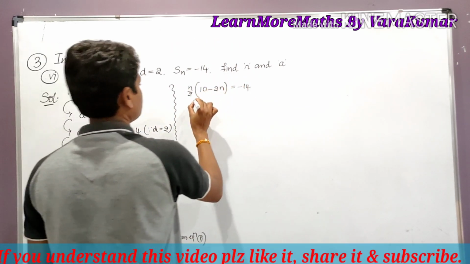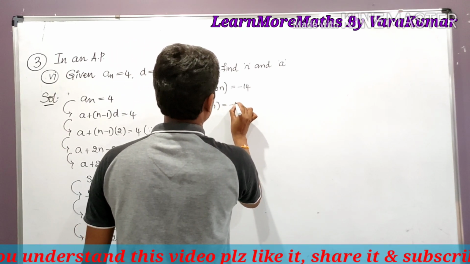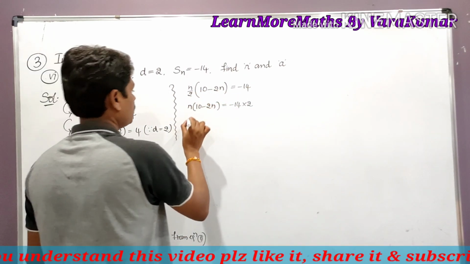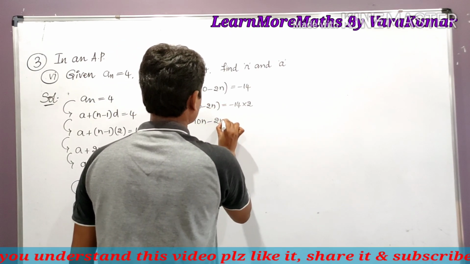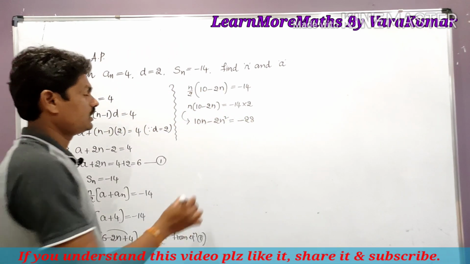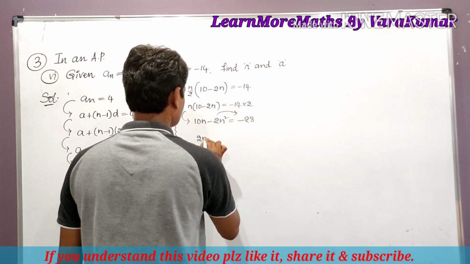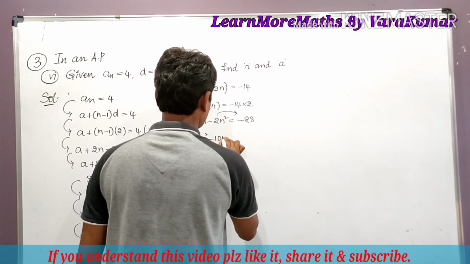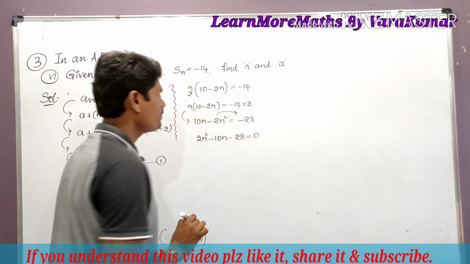So take 2 to the right side. So n into 10 minus 2n is equal to minus 14 into 2. Here 2 is dividing, so it multiplies. So now multiply: n into 10 is 10n, n into minus 2n is minus 2n square, is equal to minus 28. So take these two terms to the right side, student. Minus 2n square becomes plus 2n square, plus 10n becomes minus 10n, is minus 28 is equal to 0.